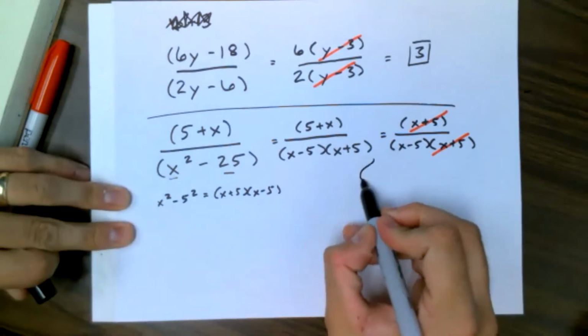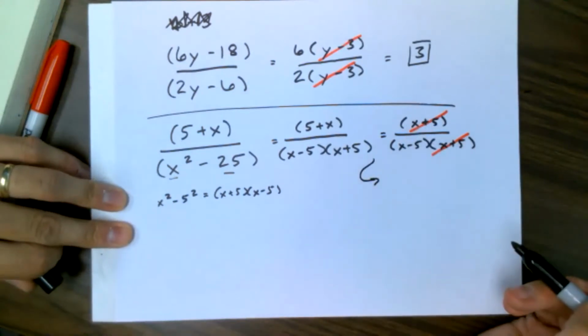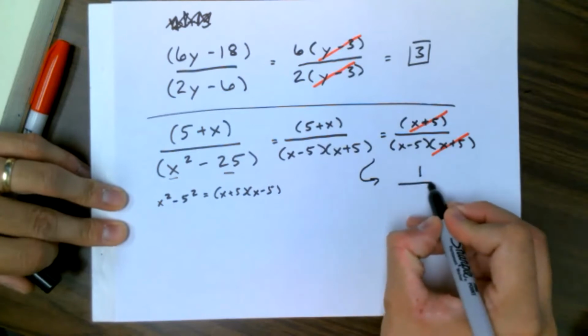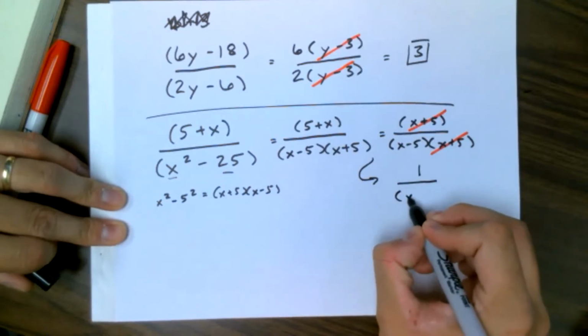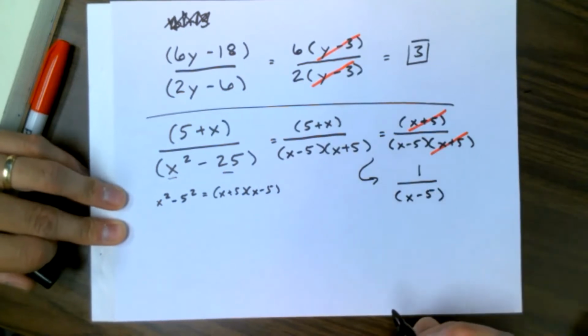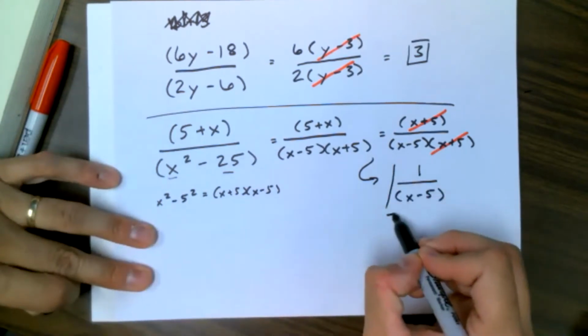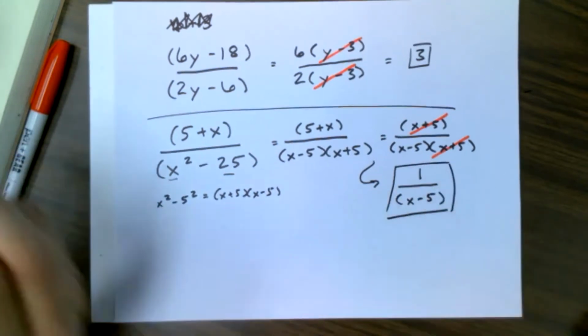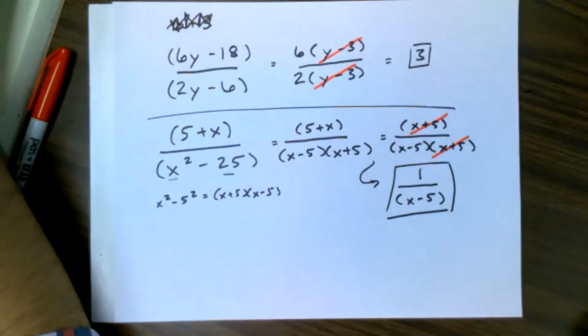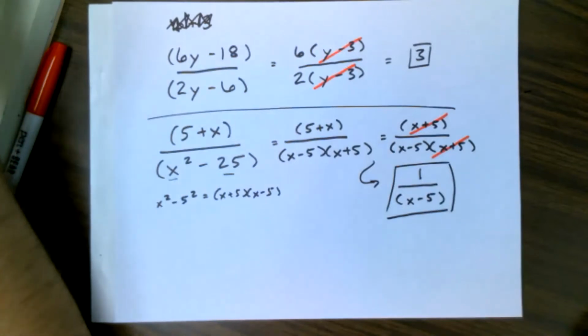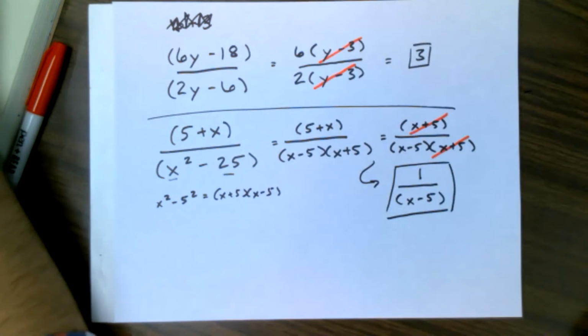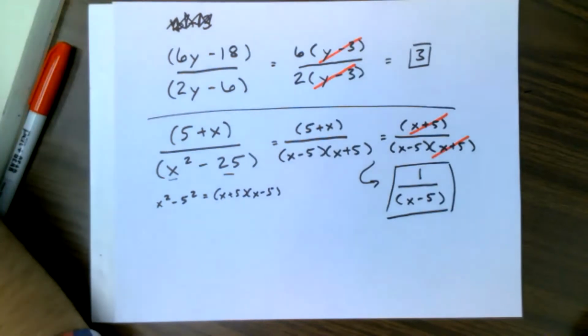I'm going to write this underneath it. Everything goes away in the numerator, so we have to leave a 1. The denominator, we're left with x minus 5, right? That's our simplified solution. That's our simplified fraction. Okay. Questions before these just get harder and harder and harder?